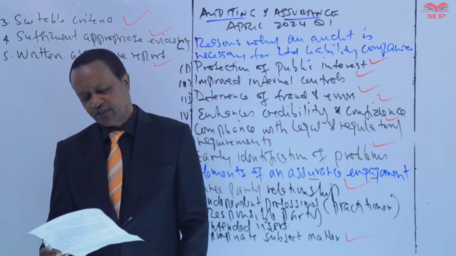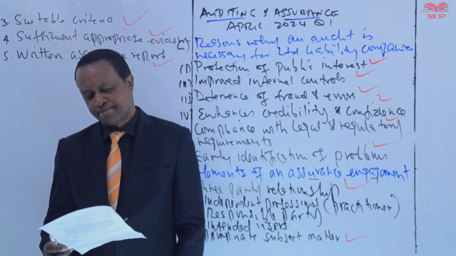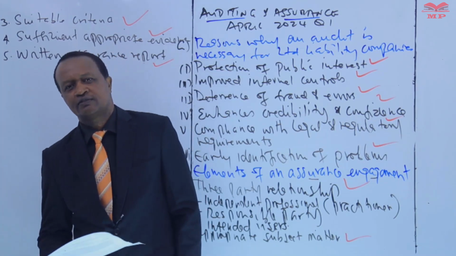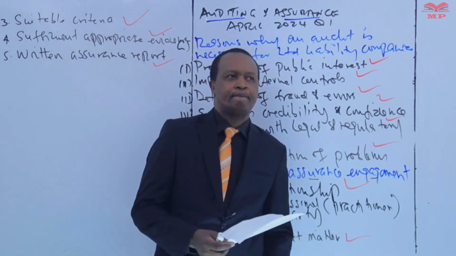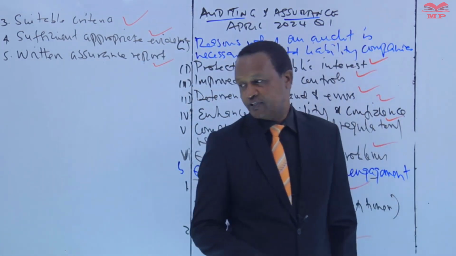What do you think? Internal control procedures, unclaimed wages. We will take that one first.